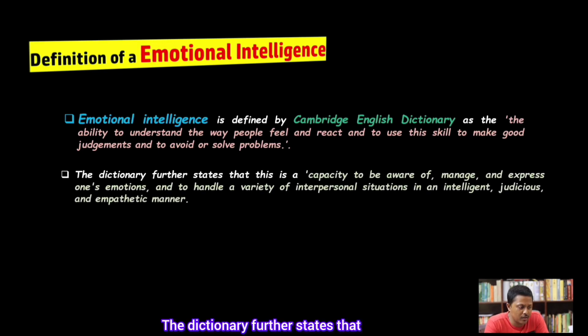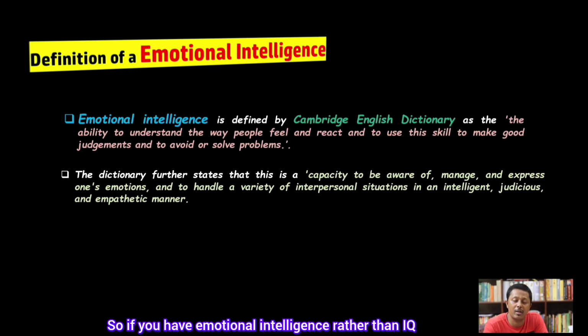The same dictionary, Cambridge English Dictionary, further states that it is the capacity to be aware of, manage, and express one's emotions and to handle a variety of interpersonal situations in an intelligent, judicious, and empathetic manner. So you have a variety of interpersonal situations and you have to deal with them with your intelligence, with your judicious nature and empathetic manner. So this is basically the emotional intelligence which helps you to understand situations better and to solve those problems or situations in a better way.